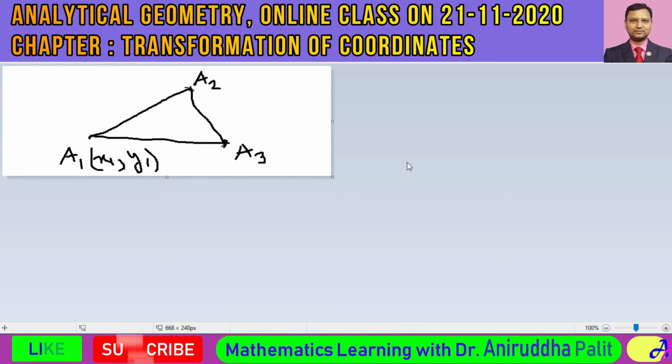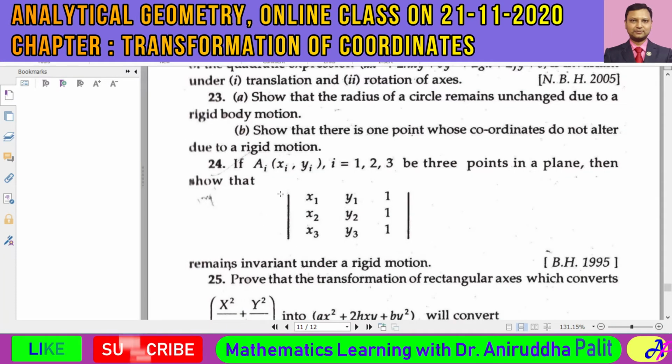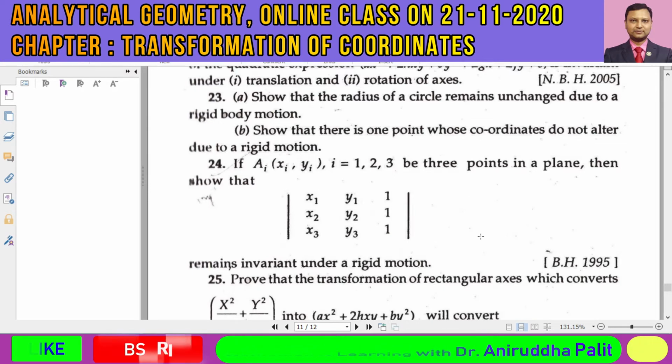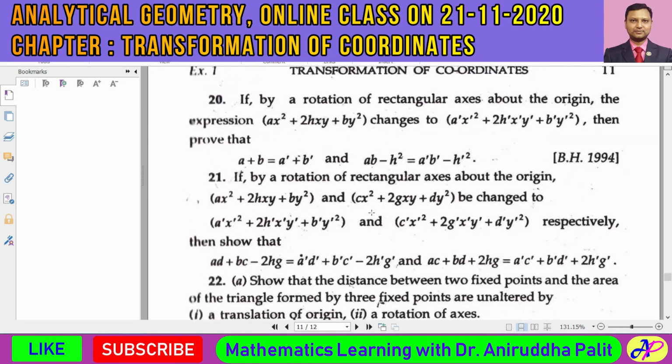But currently we are going to deal with the proof of the result. If you can prove that this determinant remains invariant, then half of the determinant would also remain invariant. So this question can also be stated in this way: show that the area of a triangle does not change under rigid body motion. It can be given this way as well. Is it clear? Yes sir. Okay.